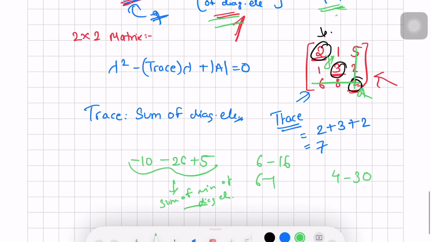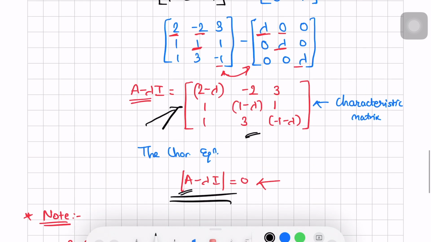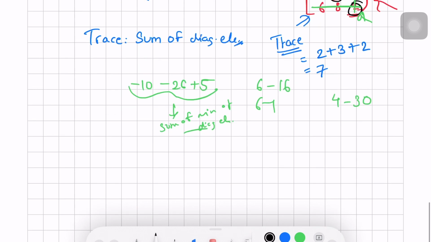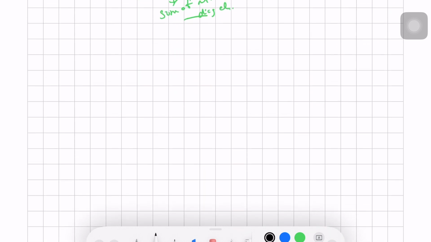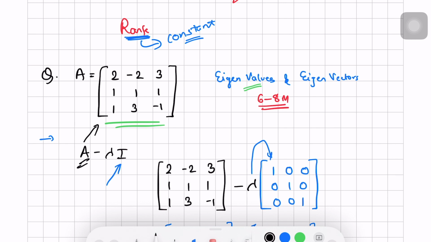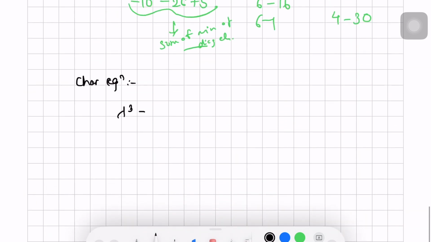So let's continue our question. In our question, it was a 3 by 3 matrix. So we'll calculate the characteristic equation of this with the shortcut formula which I showed you just now. So the characteristic equation would be lambda cube minus trace. The trace of our matrix would be the sum of diagonal elements, which will be 2 plus 1 minus 1. So it is giving out to be 2 lambda square plus the sum of the minors of the diagonal elements of the matrix.